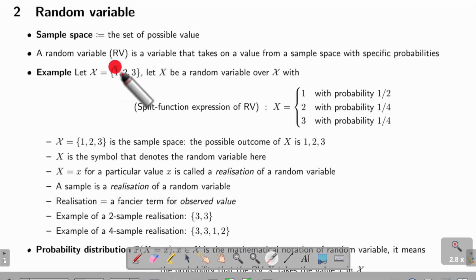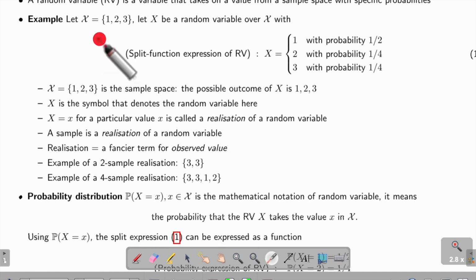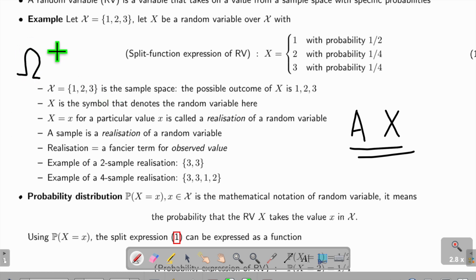A random variable, denoted as RV, is a variable that takes a value from a sample space with a specific probability. So suppose I have a sample space, now I use curve X. You can use whatever symbol to denote a set. Usually in set theory, you use set A or set B or set X, okay? But now we will use this symbol as a random variable, so you need some other symbol to denote the sample space. So we can use the omega. So I will use this calligraphic X to denote the sample space. Let X be a random variable over the sample space calligraphic X.